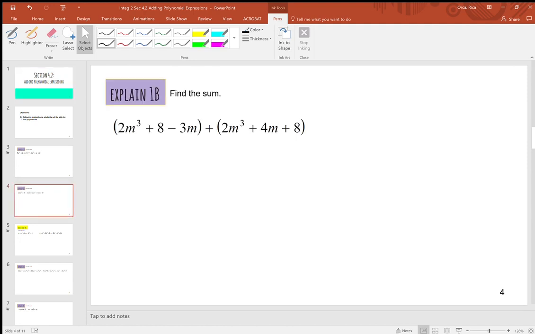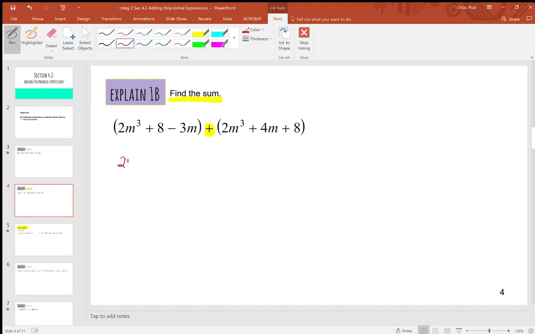So we want to find the sum between these two trinomials, and I know we want to find the sum because if you look in between the two parentheses, we have the plus sign, and in addition to that, the instructions tell us to find the sum. So finding the sum of two trinomials is really easy because all you have to do is drop the parentheses and then from there combine like terms.